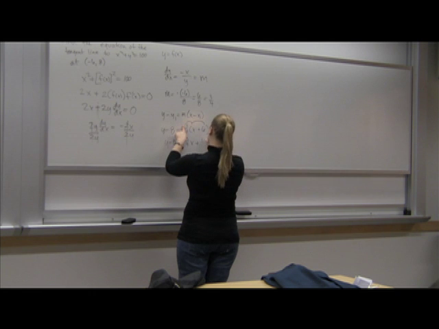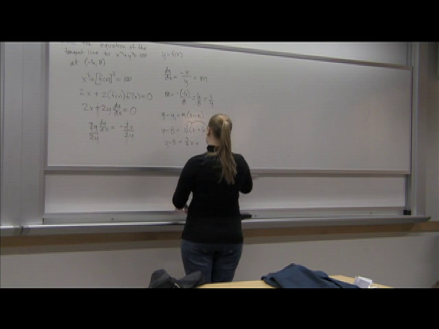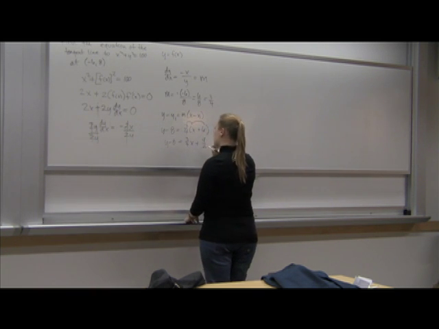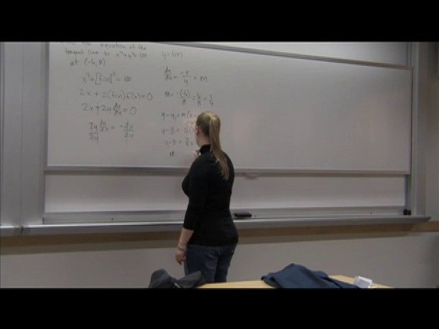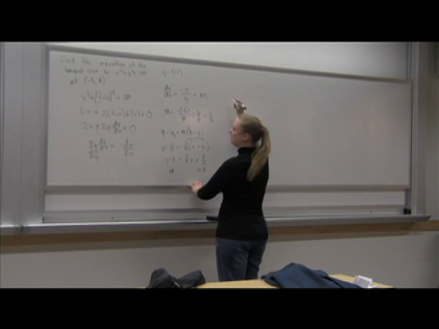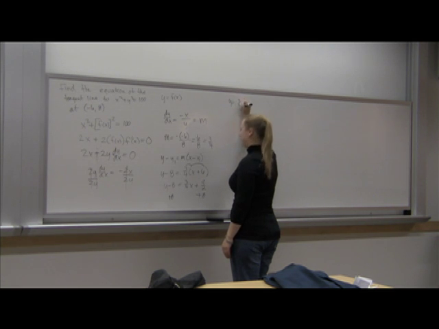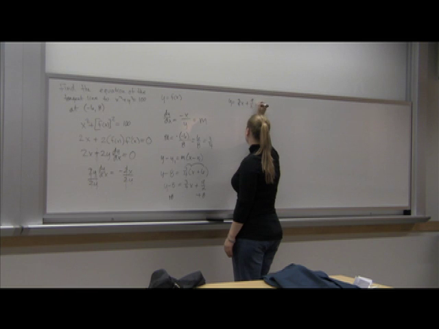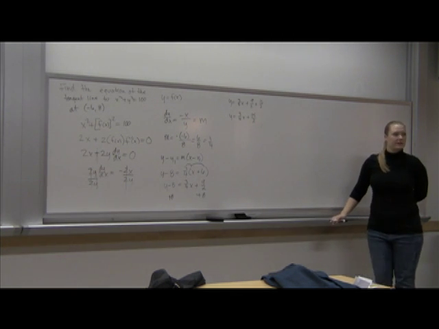6 times 3, 18 over 4, which is the same thing as 9 halves. Is that okay with you guys? Add the 8 to both sides. Five. 9 halves plus 16 halves, which is going to be 25 halves. Is that right? That's right.